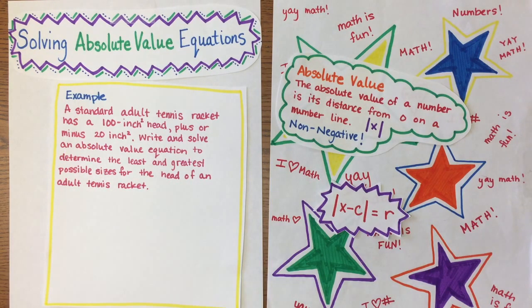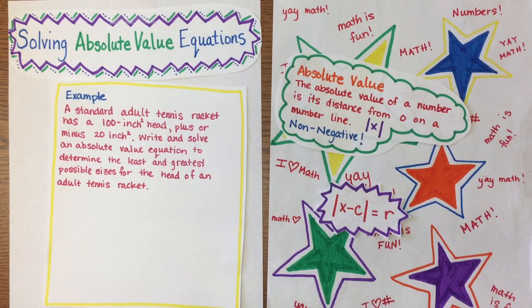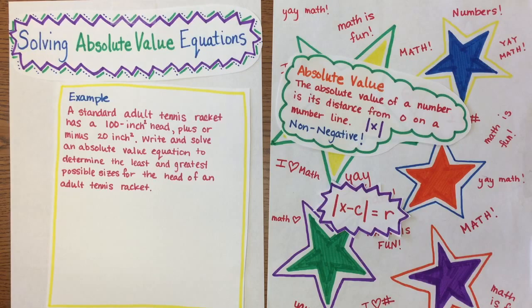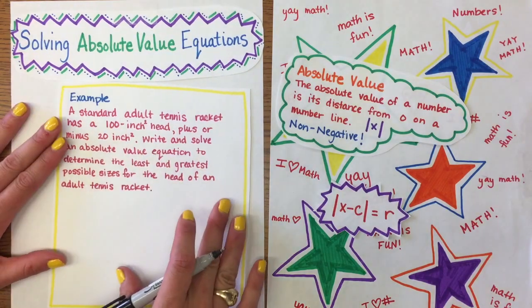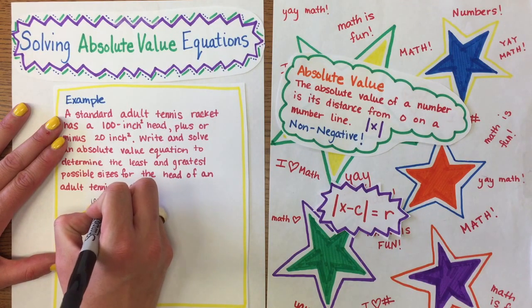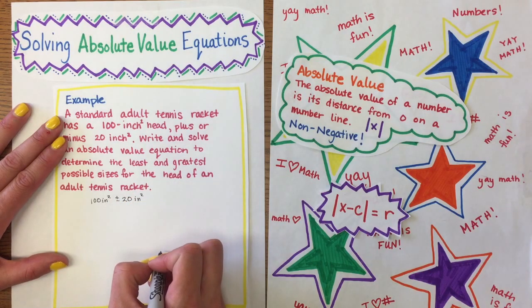It's 100 plus or minus 20. So that would be 120 as the maximum and 80 as the minimum. But we're going to use this form of absolute value of x minus c is equal to r to go through and use this. So I'm going to turn this into the words that I might use, or I'm going to write it out symbolically. So this is 100 square inches plus or minus 20 square inches.